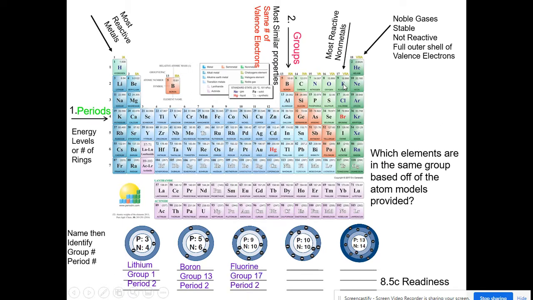Fluorine. Good job. Fluorine's in group 17. That's the column that goes up and down. And period 2. That's the period that goes across, the row that goes across. This is an easy one. We're locating an element with 10 protons. Neon, group 18, period 2.